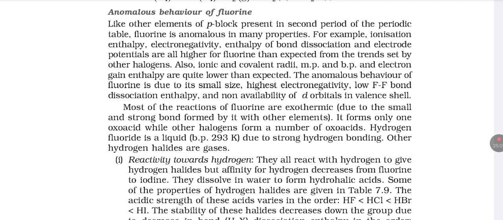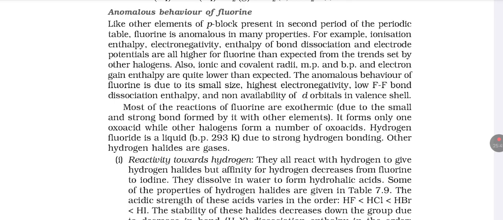Anomalous behavior of fluorine. Like other elements of the p block present in the second period of the periodic table, fluorine is anomalous in many properties. For example, ionization enthalpy, electronegativity, enthalpy of bond dissociation, and electrode potential are all higher for fluorine than expected from the trend set by other halogens. Also, ionic and covalent radii, melting point and boiling point, and electron gain enthalpy are quite lower than expected.